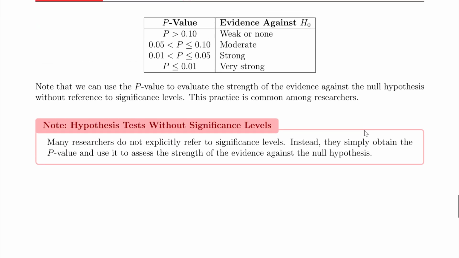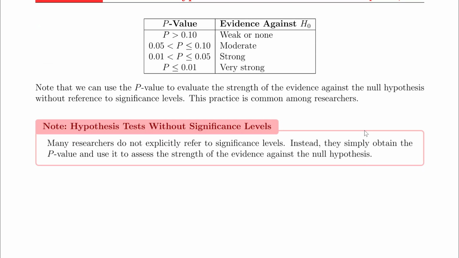And then sometimes using that chart is handy because sometimes researchers don't explicitly refer to the significance levels. In previous examples, we had 5%, 1% alpha values. Sometimes we don't worry about that. We just obtain the p-value, and then you can refer back to the chart here at the top of the page and make a determination on whether or not to accept or reject the null hypothesis.